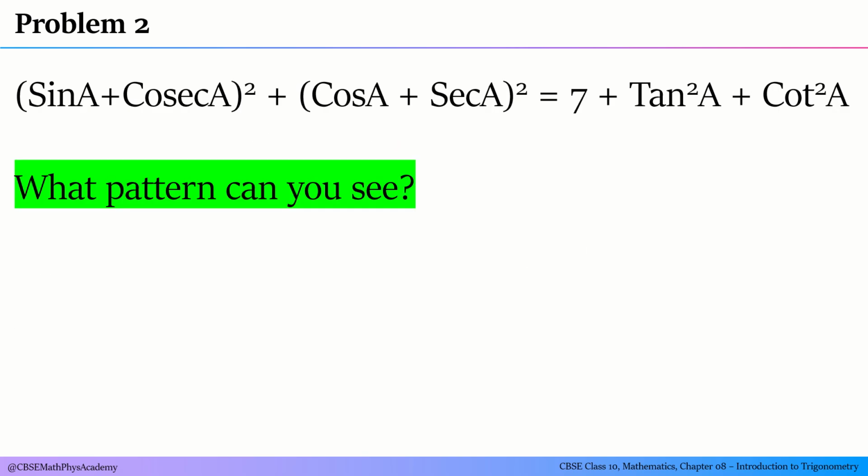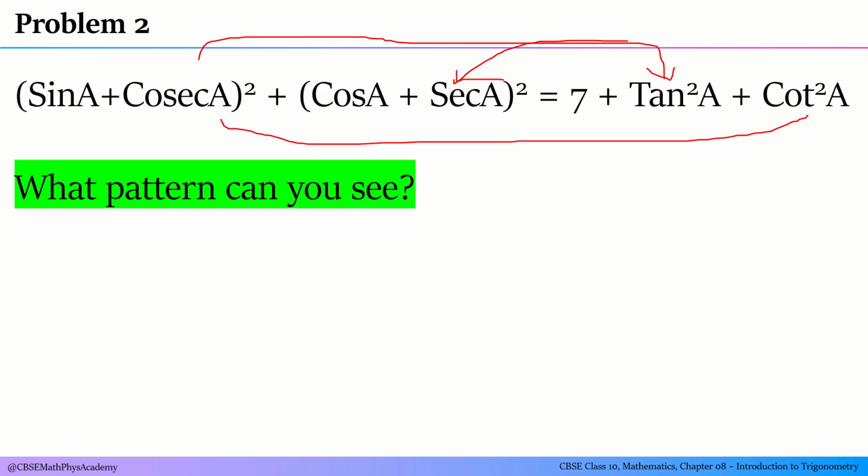Now you have to solve (sin A plus cosec A) whole square plus (cos A plus secant A) whole square equals 7 plus tan square A plus cot square A. So do you see any pattern? I can see two patterns. One is trigonometric identity 2, a mix of tan square and secant square. And similarly, trigonometric identity 3, a mix of cot square and cosec square. So let us go and solve this.